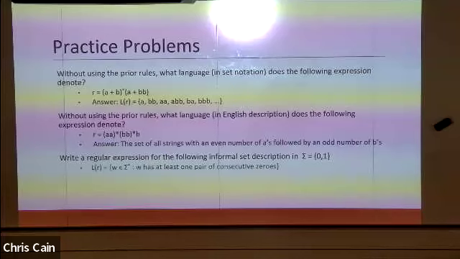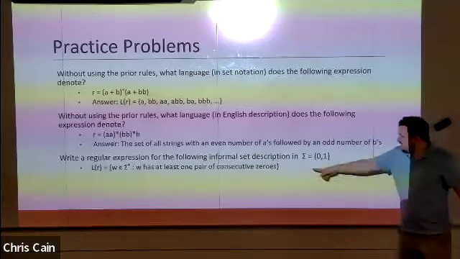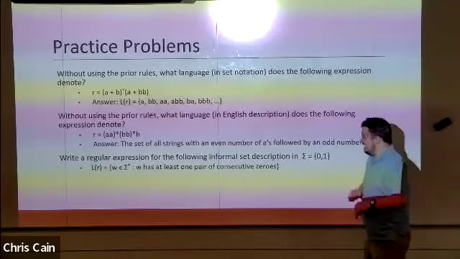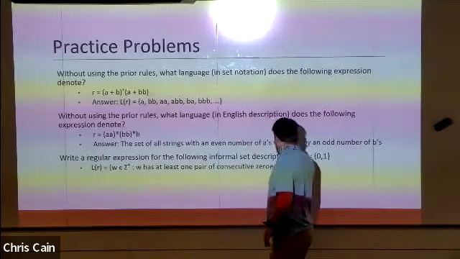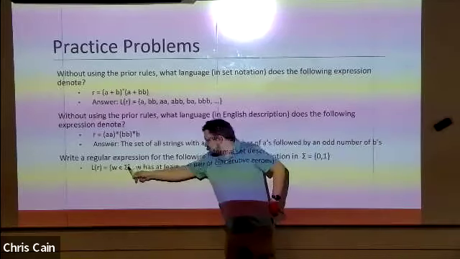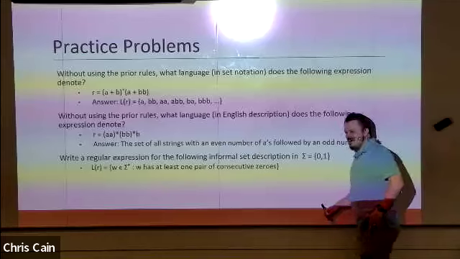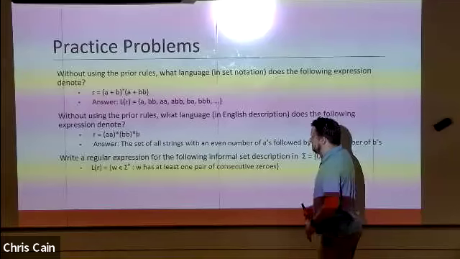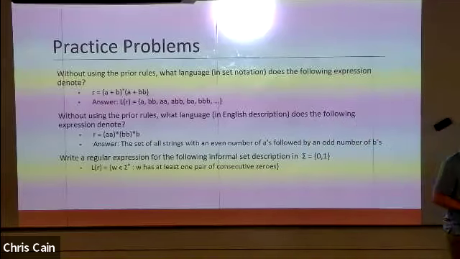All right, so write a regular expression for this very informal description. The language is all strings w over the binary alphabet such that this string w has at least one pair of consecutive zeros. Just one pair of consecutive zeros, at least one pair of consecutive zeros. This becomes a little bit more complicated.